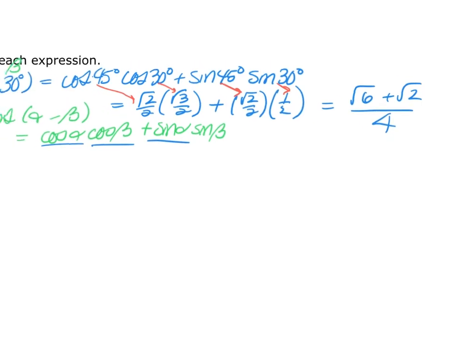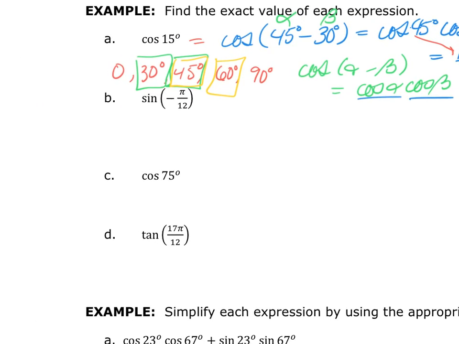Okay. So let's take a look at the next one. We are not going to finish it. We're just going to set it up and finish it tomorrow. What two angles, when I subtract them or add them, give me a negative pi over 12? Well, sine, is that odd or even? Odd. So I know that sine is odd. I can write this as the negative sine of pi over 12 and just remember to put a negative on my answer because it's odd. So what angles add up to or have a difference of pi over 12?